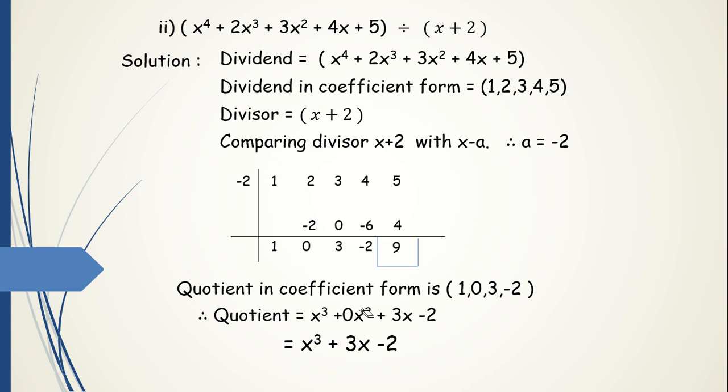0x square term, if not written also, it's 0, right? And remainder is 9. That's it. Okay, let's proceed to the next sum. Now in this sum you will see that some of the terms are missing. Square term, etc. It is cube, so there should be 4 terms. Okay, so we have to also write the missing terms.